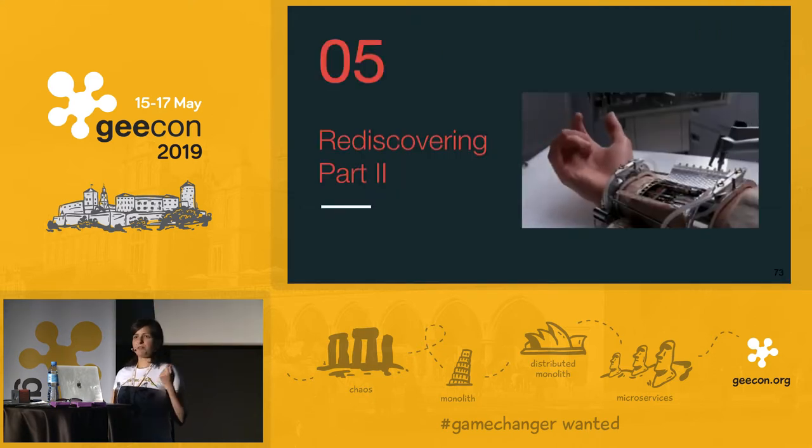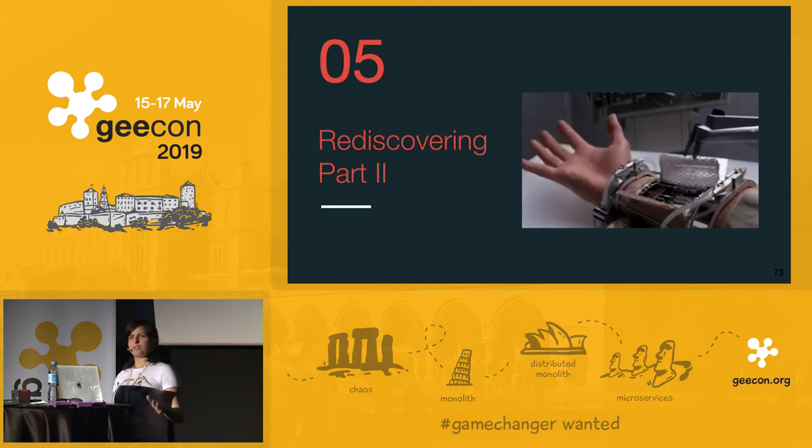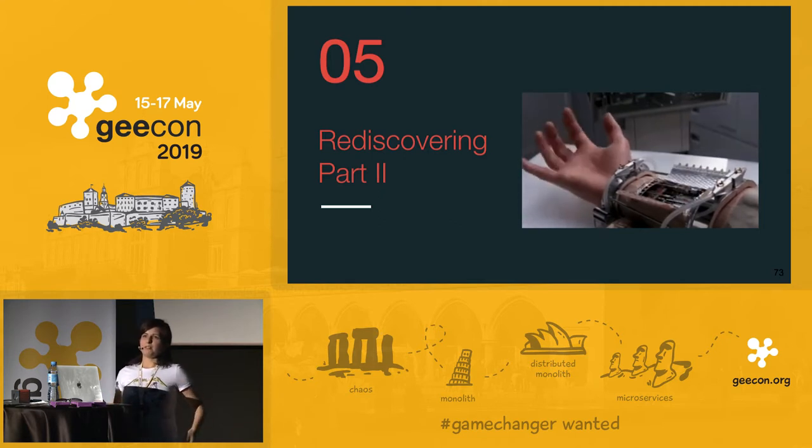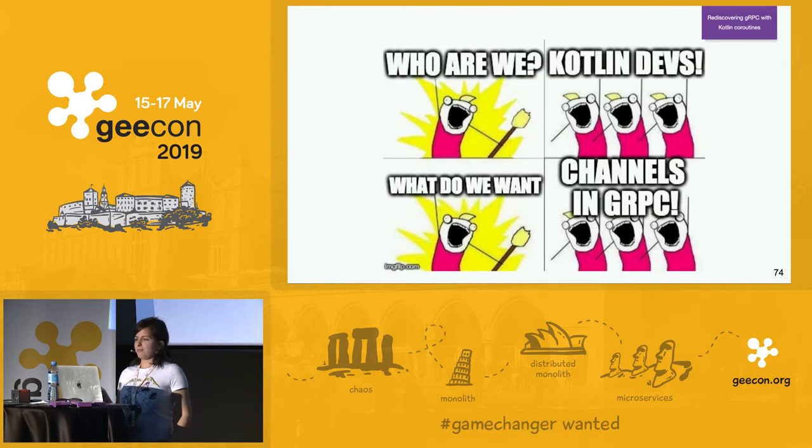But here comes Rediscovering part two. If we worked with gRPC Java, it was like the only way. But we are Kotlin developers. So what do we want? We want to use channels, because channels are the best solution for client-server communication. Why do we need any stream observers? Why do we need to break our beautiful minds if we can just use channels and send some stuff using channels and receive stuff from channels, and it works.